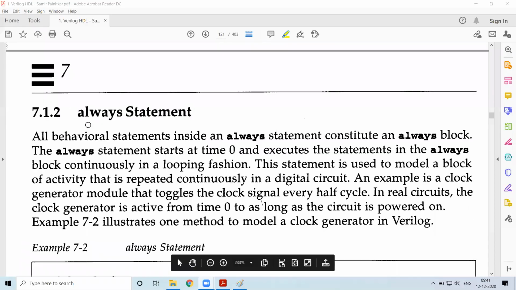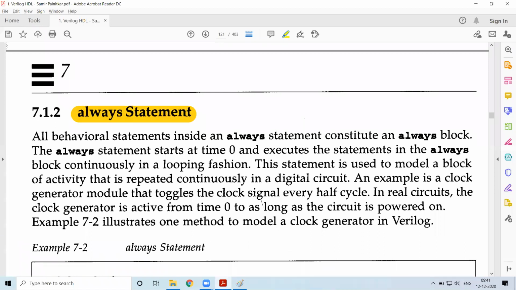Okay, next is the always statement. The name itself tells that these statements have to be executed again and again. So till some condition you want to satisfy, or some task is executed, you can go ahead in that form.